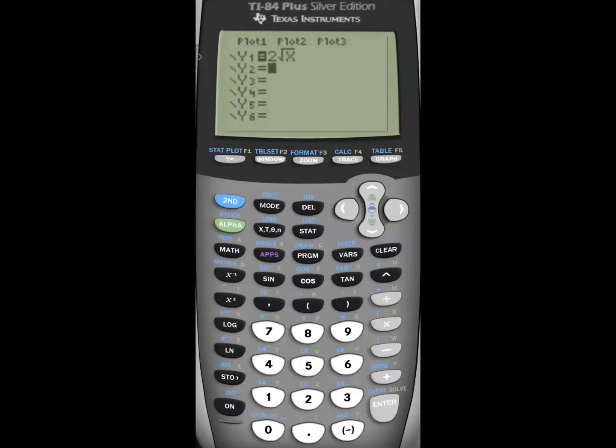And then my second equation is x squared over 4. Okay, x squared over 4. Let's go ahead and graph that.